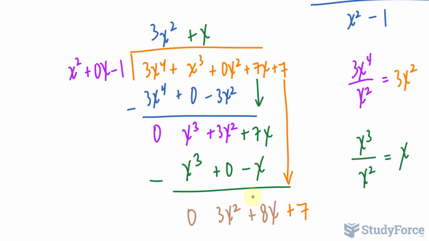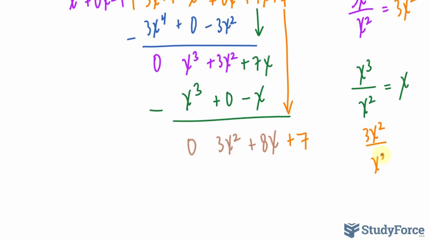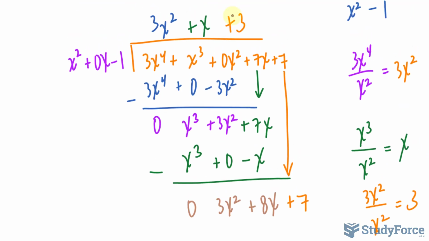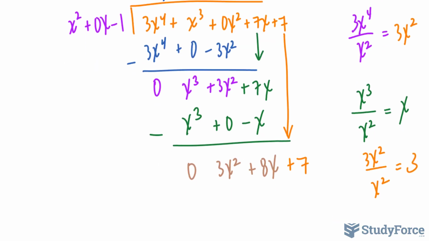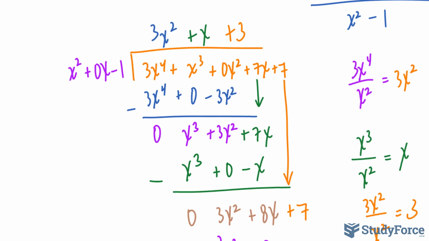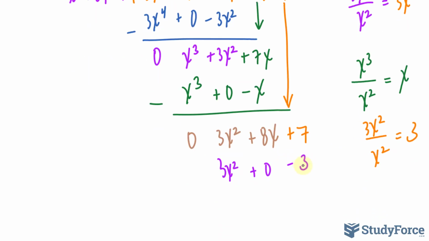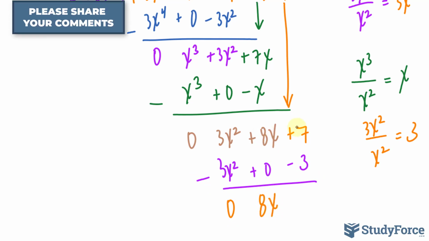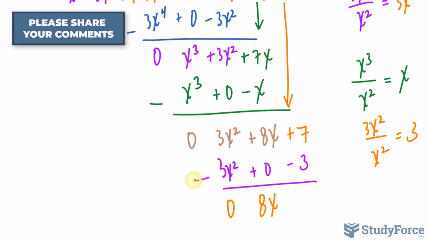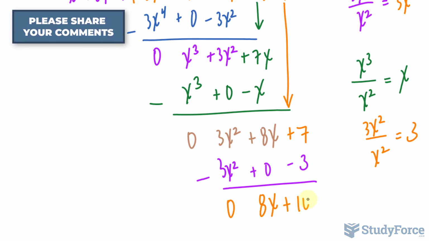Okay, again, 3x squared divided by x to the power of 2 is 3. So positive 3 goes in the quotient, that's the third term. 3 times all of these three terms is 3x squared plus 0. 3 times negative 1 is negative 3. That results in 0. And then we have 8x. 7 plus 3, we have two negatives side by side, is positive 10.